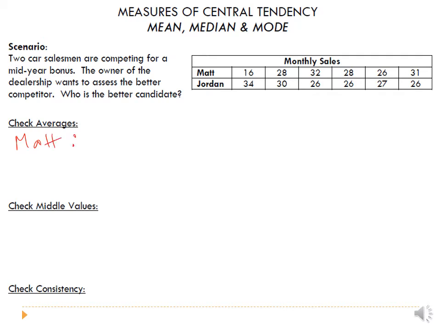Going back to grade school, most of you probably remember how to find an average. Take all the numbers, add them up, and divide by how many there are. So if we take Matt's monthly sales and add them all up, hopefully you get 161. We divide by how many numbers there are, which in this case is 6. Using the calculator, 161 divided by 6 is 26.8. We'll go to one decimal place. So 26.8.